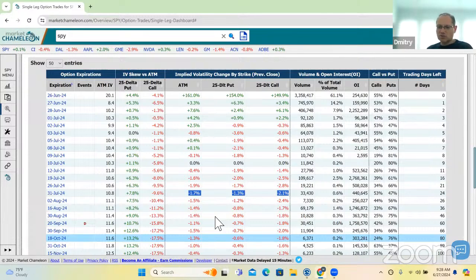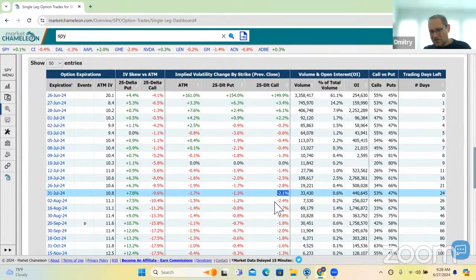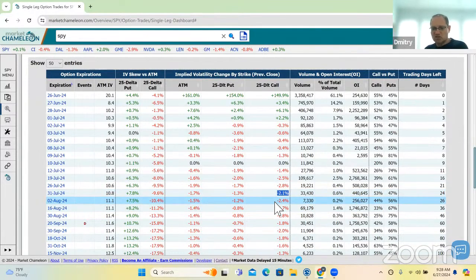At the money shifted lower, 25 delta put shifted lower, 25 delta call shifted lower, and the 25 delta call on a relative basis declined by a bigger percentage than the 25 delta put and by a bigger percentage than the at the money. So you can see, yes, it shifted lower more on the upside than on the downside. So that also gives us an indication of how the option prices or premiums were impacted in yesterday's trading.